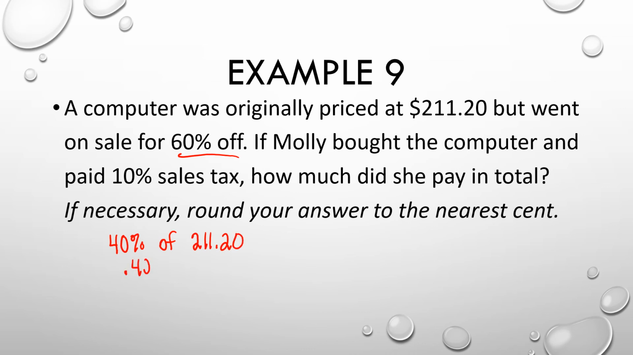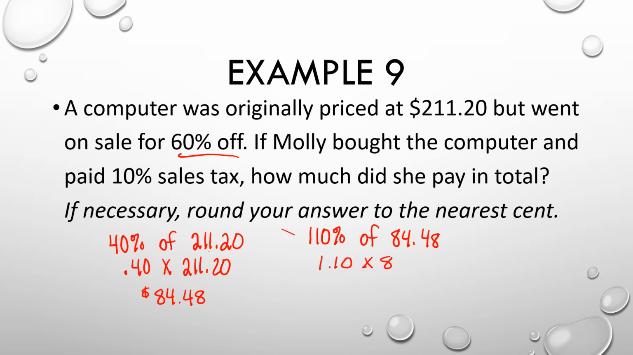So 0.40 multiplied by $211.20 is $84.48. So that would be the sale price. Now you also have to pay tax, and then you're paying 100% of that $84.48. So we're paying 110% of the $84.48. And if you want to just do the 10% and then add it to the $84.48, you're still going to come out with the same exact answer. So 1.10 times 84.48 is $92.93, and that would be your total.